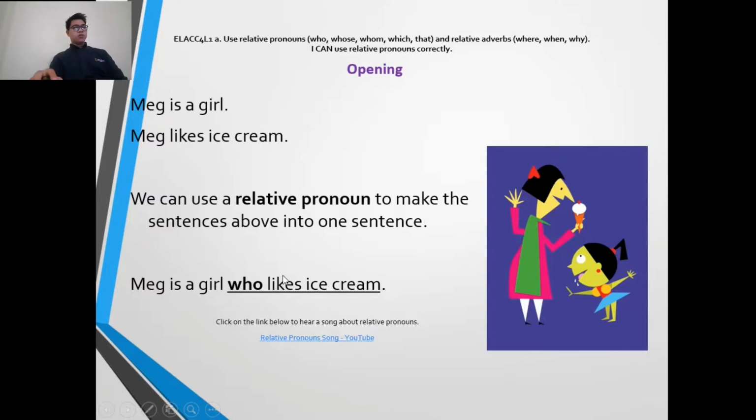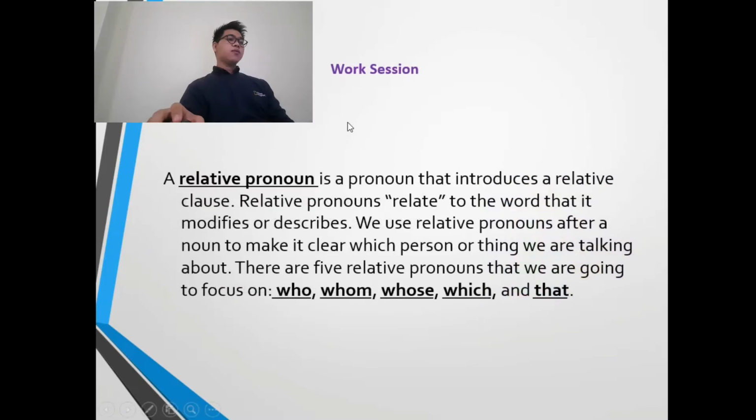Okay, let's see this one. Meg is a girl who likes ice cream. Meg is a girl. Meg likes ice cream. So we combine it to be one sentence using relative pronouns. Meg is a girl who likes ice cream. So a relative pronoun combines two sentences into one sentence or one clause. A relative pronoun is a pronoun that introduces a relative clause.